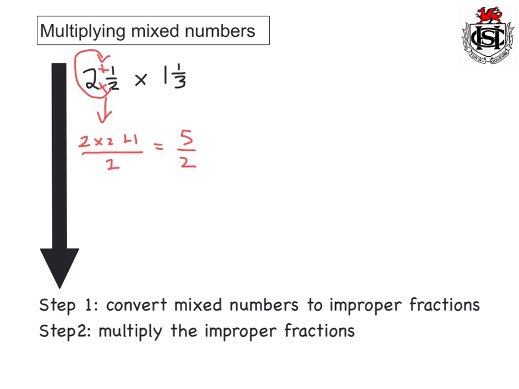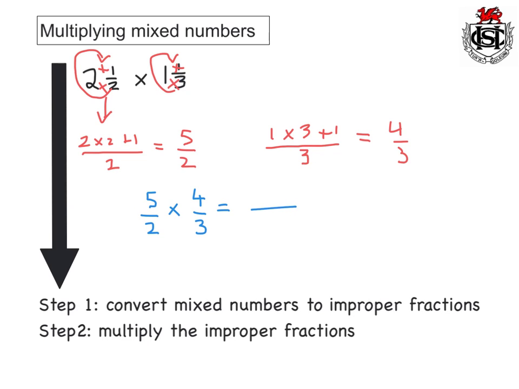If we do the same for 1 and a third, we multiply by the denominator, we add the numerator. 1 times 3, add 1, and again the denominator would stay the same as in the question, so we still have thirds. 1 times 3 is 3, plus the 1 is 4, so we end up with 4 thirds. We now multiply the improper fractions together just like normal fractions. 5 over 2, or 5 halves, multiplied by 4 thirds.